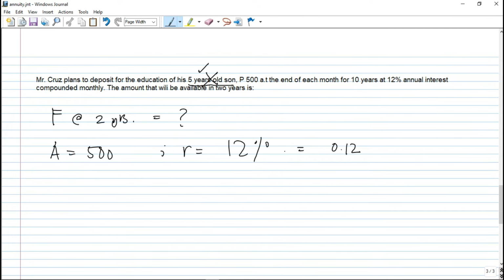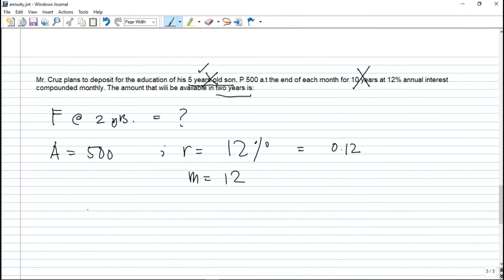Then, you have here, itong for 10 years pa rin, hindi na siya kailangan, no? Kasi, ang hinahanap natin is just in 2 years. Okay? Maraming hindi kailangan sa given. So, take note of that. Then, yung ating compounding period is monthly. Therefore, yung M natin is just equal to 12. 12 times a year siyang mag-i-interest.